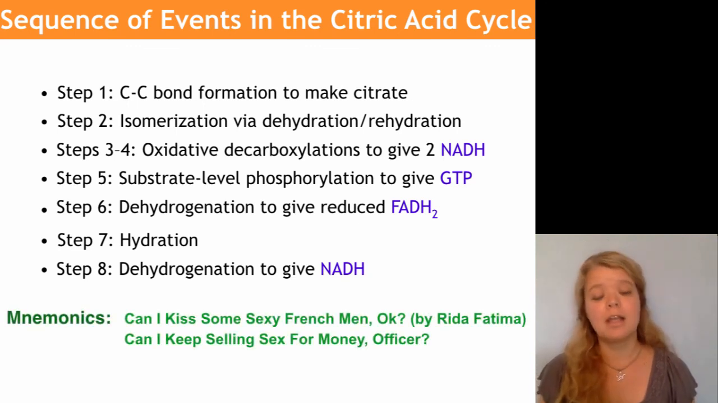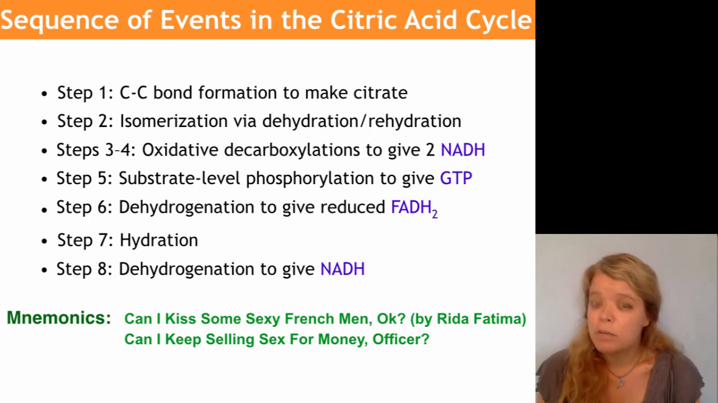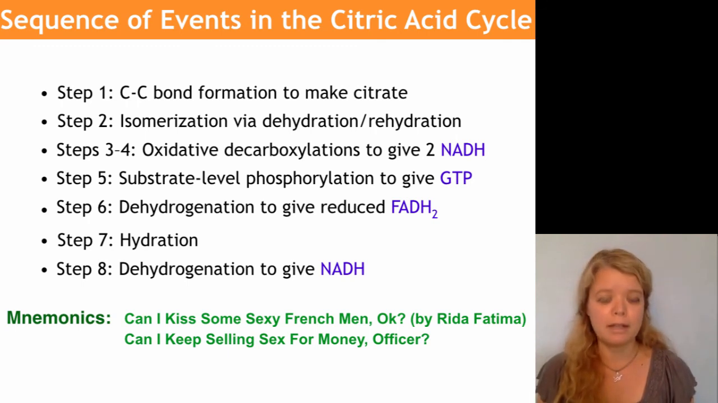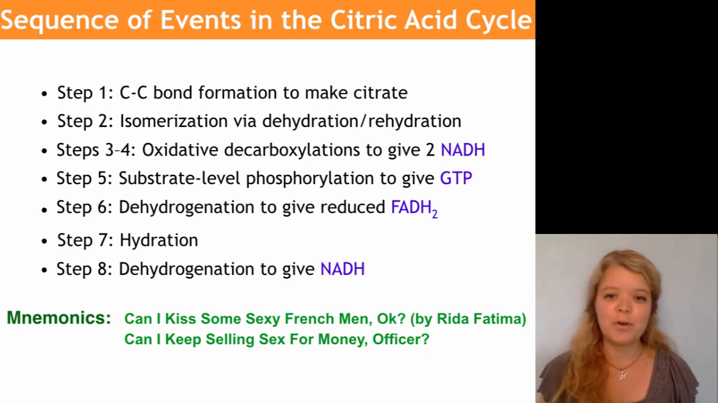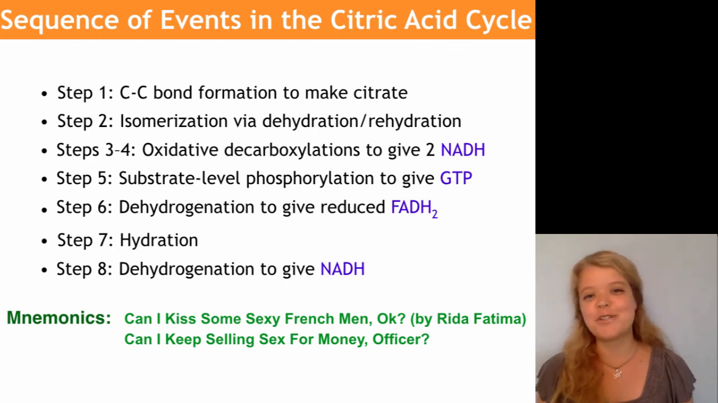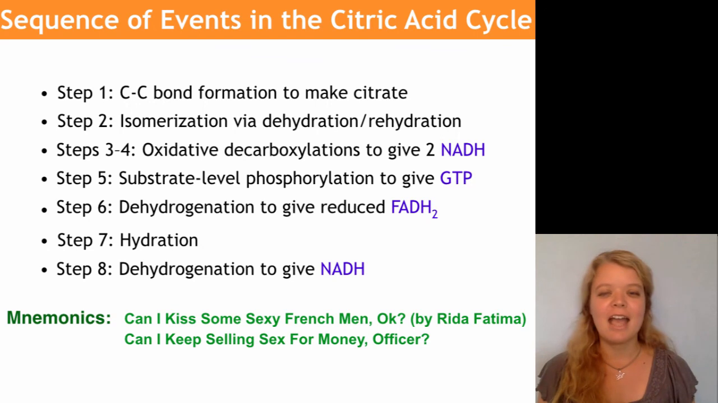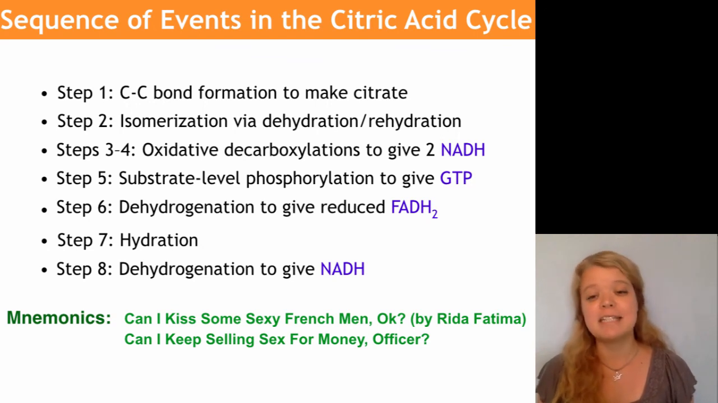And since people feel the need to learn the names of the citric acid cycle intermediates, here are the 2 mnemonics. If you have more mnemonics, I will give you a point for mnemonics for the citric acid cycle, but if I know that you just copy pasted it from the internet, I will not give you a point. But the 2 that are easy to memorize is, can I kiss some sexy French man? Okay. And this is courtesy of Rita Fatima, which is one of the students I taught in the past. And the common one is, can I keep selling sex for money, officer?